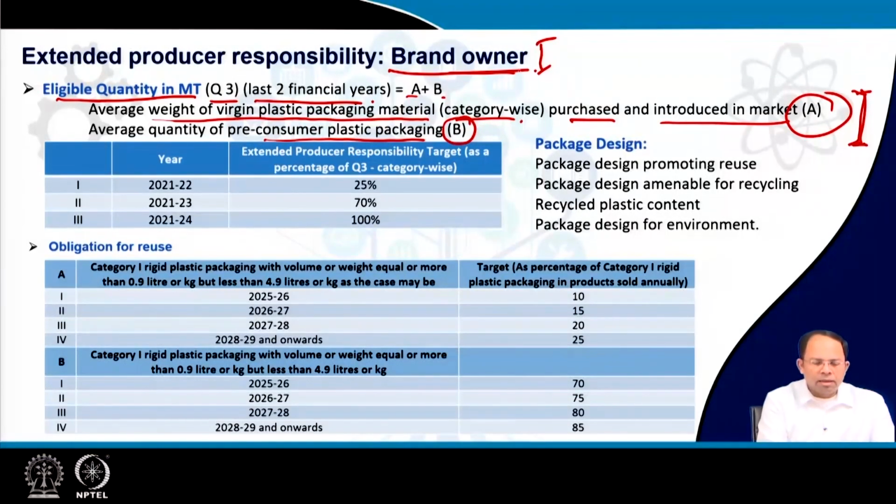So out of that, by the year 2021-2022, around 25% of that comes under the EPR responsibility. Then by year 2023, it should be 70%, and by 24, it should be 100%. That means 100% of the overall plastic being utilized should come under this EPR responsibility.